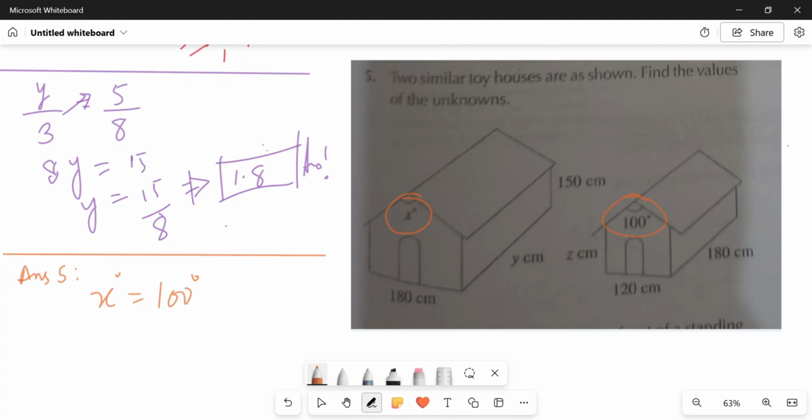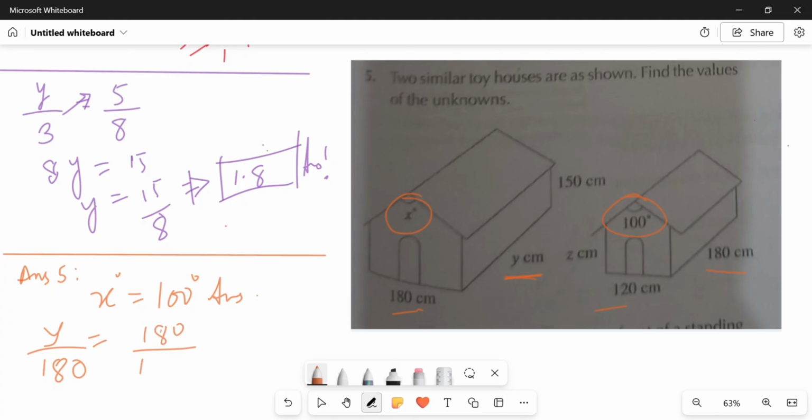Now, what is another unknown value? Another unknown value is y. See, here is y, and the corresponding side on the other figure is 180 centimeters. So y is unknown, and the corresponding side is 180. So y over 180. Now we are finding the value of y. As y is in the bigger house, you need to write the big house value in the numerator and the smaller value in the denominator. Both the values should be given. So let's check, 180 here, and here it's 120. So I need to take 180 over 120.